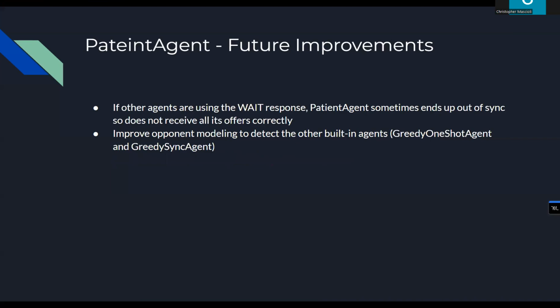Some things in the future that I'd like to implement: if other agents are sync agents, sometimes PatientAgent doesn't handle the offers during the last round correctly. So it sometimes takes offers that aren't final offers as final offers, just because it's not super robust to other people using weights. So getting that fixed would be something to improve. And I'd also like to put the other two environmental agents into the opponent detection and best responding to them to see if that gives further advances in performance.